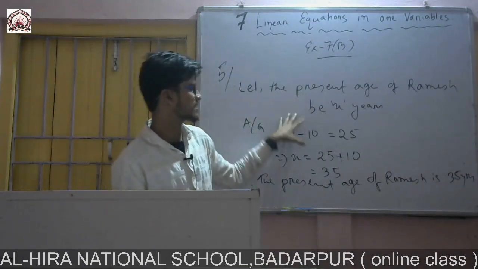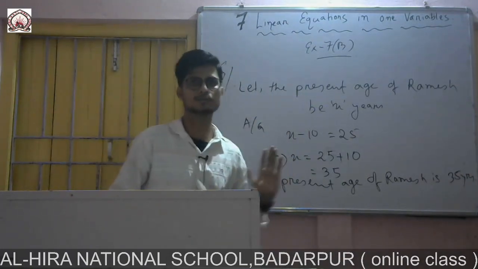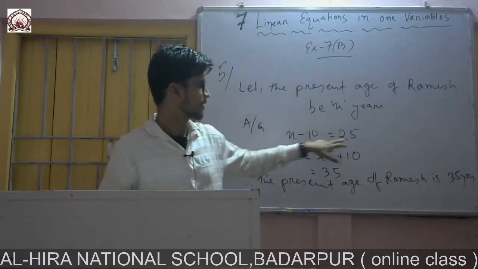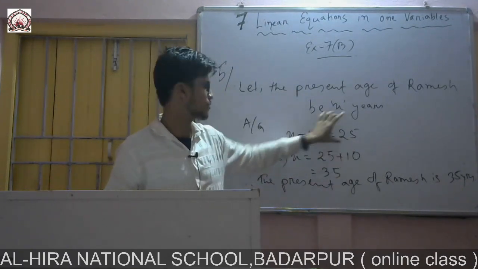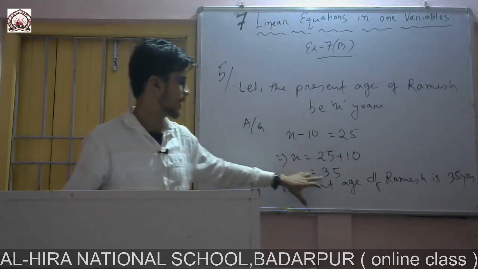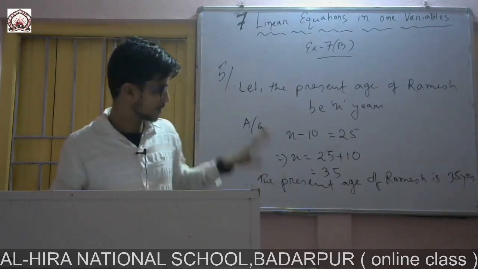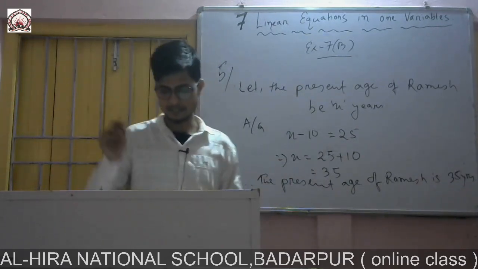It was said that 10 years ago, that means I have to subtract 10 from his present age, and 10 years ago his age was 25. So I wrote this equation and then I solved and I got 35. So his present age was 35 years.